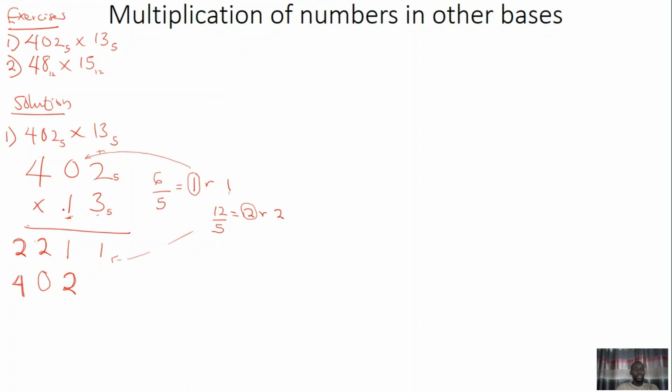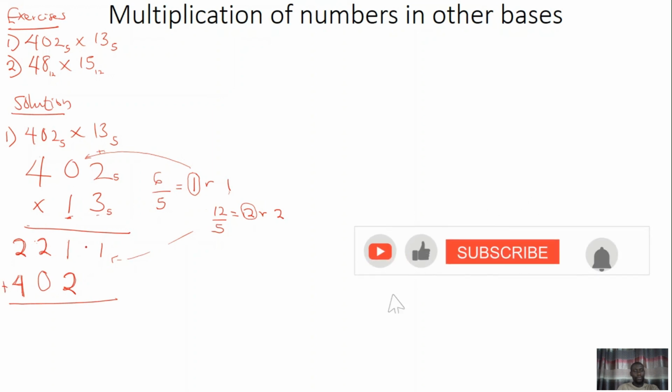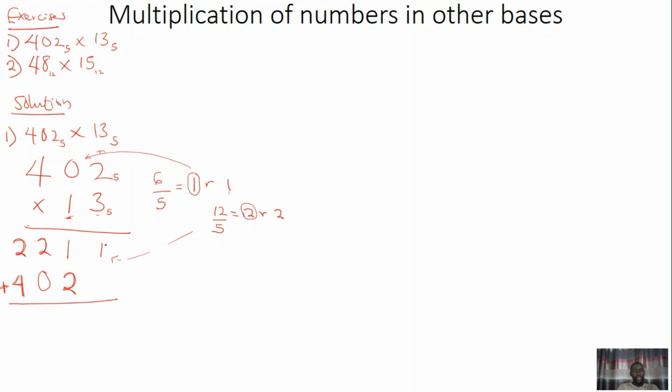Now we are done with multiplying 1 with all the digits of the number on top. Since there are no digits left for us to use to multiply each of the digits of the number on top, the next thing we are going to do is to sum these numbers that we have written here. For us to sum it up, we're going to start from the right.